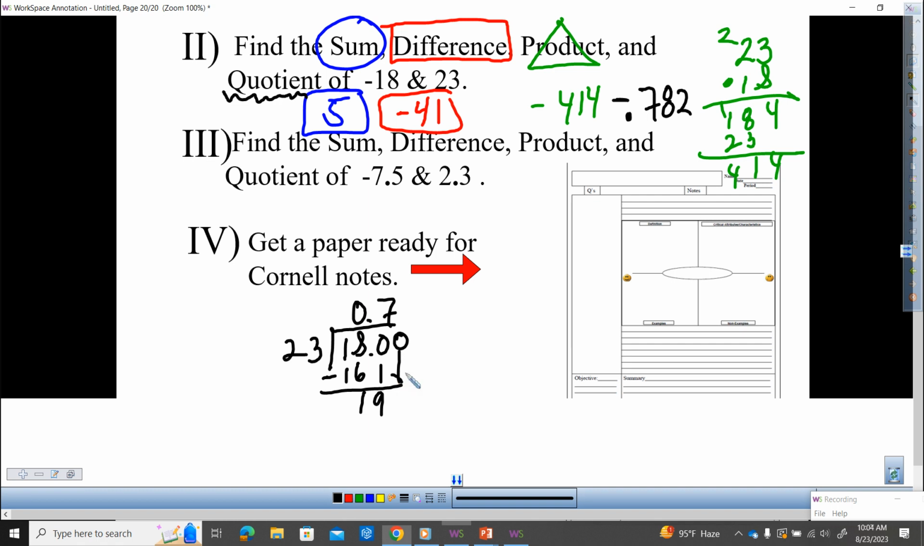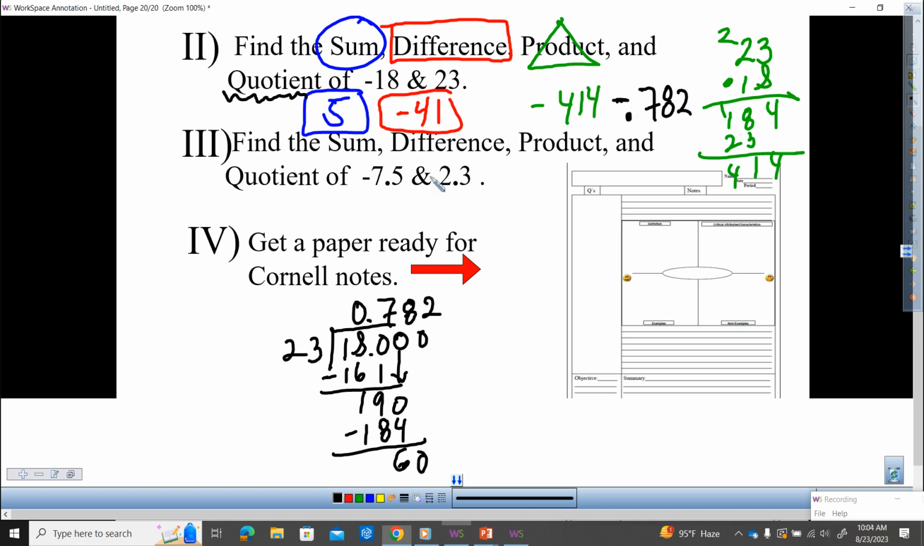Bring down a 0. Then it was 8. Let's see. 8 times 3, that's 24. We got 2. 8 times 2, 16 plus 2, that's 18. And that gives us a 6. Bring down another 0. And then that fits in there twice. Well, I'll take that. Let's go. Yeah, and it's a negative. All right.